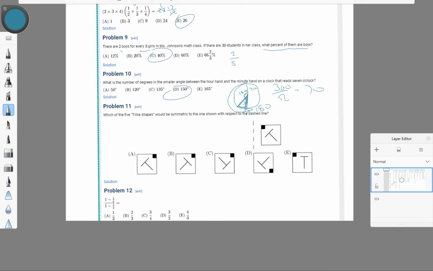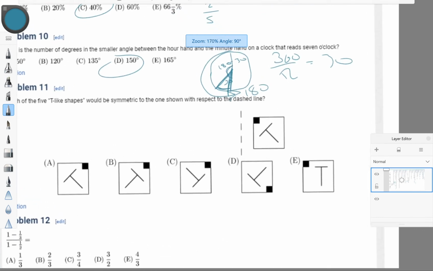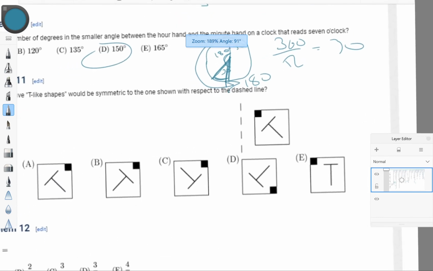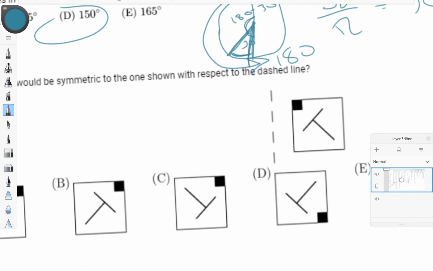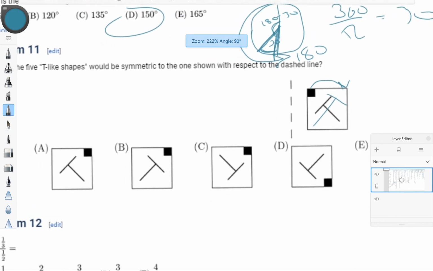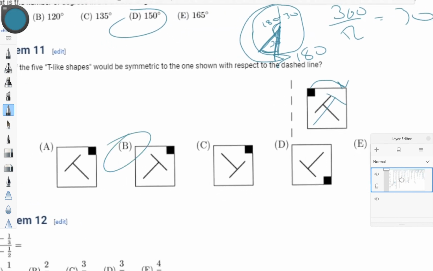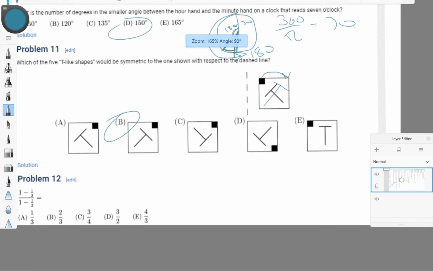Which of the 5 T-like shapes would be symmetric to the one shown with respect to the dashed line? Well, we want to reflect it. That means that this corner is going to move over here. And the T is going to become like this. So let's see, which one's like that? B. Let's see, yeah.